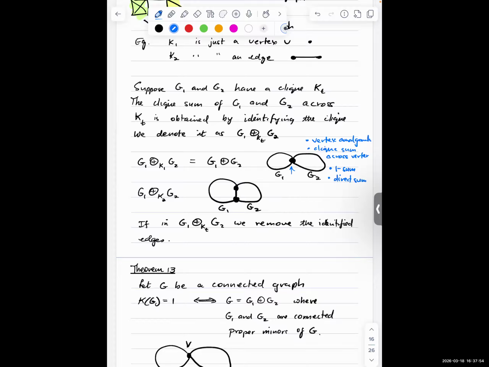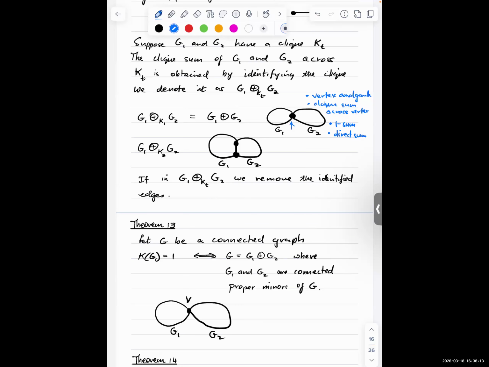Many different names for the same thing. When you identify that, it seems like there might be many ways of doing so. That's a really good question. Yeah, that happens in K2. So in K1, it doesn't matter. So in K2, that's a really good question.